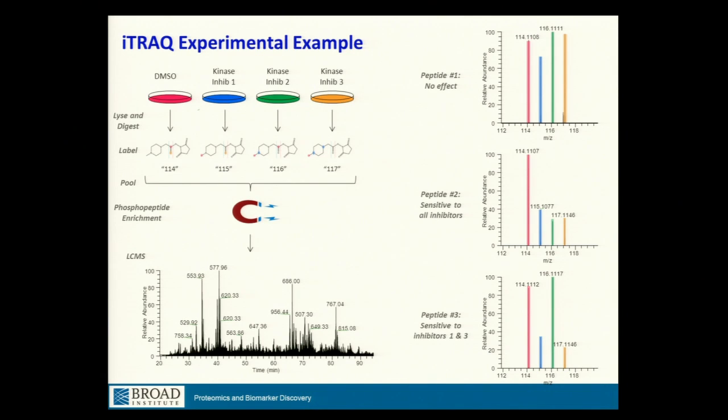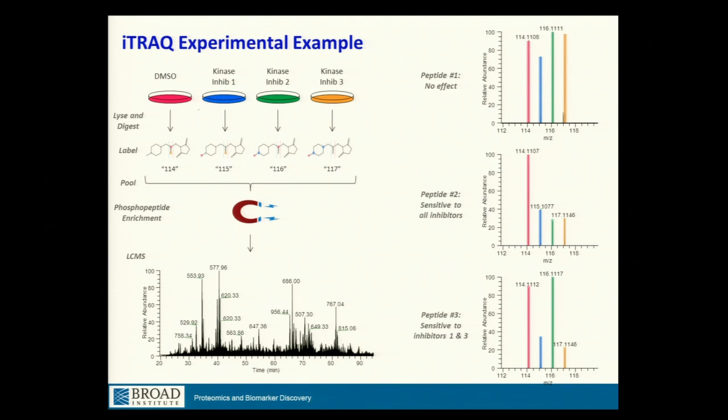So if we took a spectrum, let's say we can identify the peptide using all of Carl's techniques, then all we need to do is look in this reporter ion region, that's sort of a buzzword, reporter ion region, to see what's going on. On a given peptide number 1, if we saw basically all the heights of these things are the same, there's no effect on this peptide when we treat it with any of these kinase inhibitors.